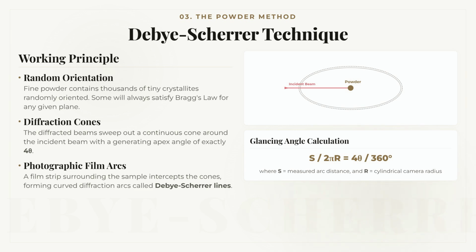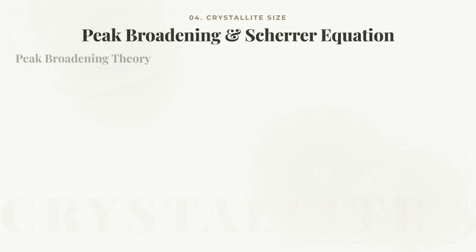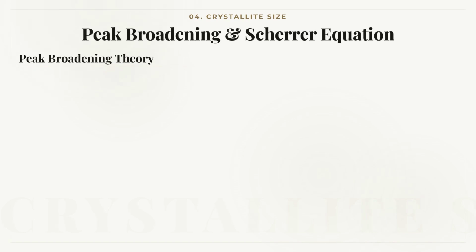From this equation, theta can be determined. Once theta is known, Bragg's law can be used to calculate the interplanar spacing d. Therefore, the Debye-Scherrer method provides an efficient way to determine crystal structures using powdered samples. Now, let us discuss how X-ray diffraction can be used to calculate crystallite size.